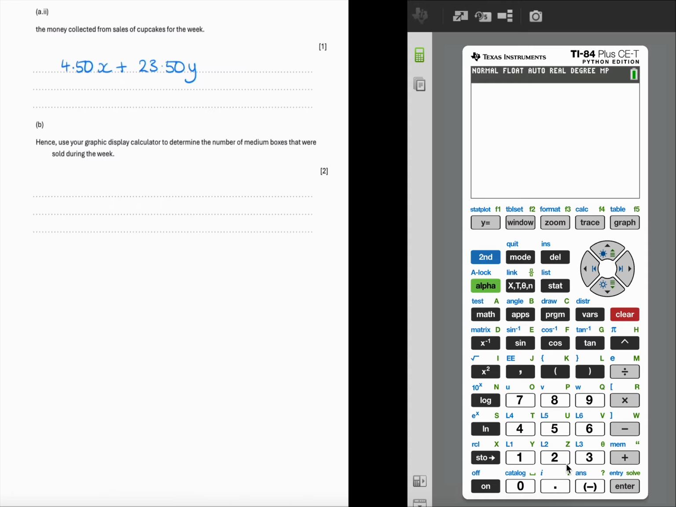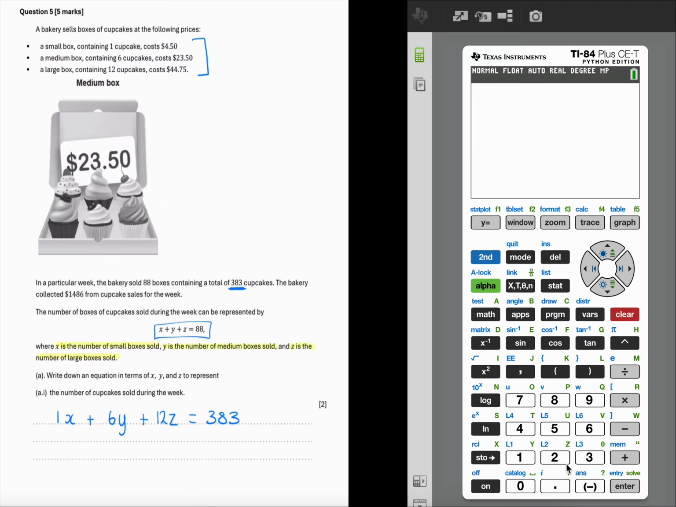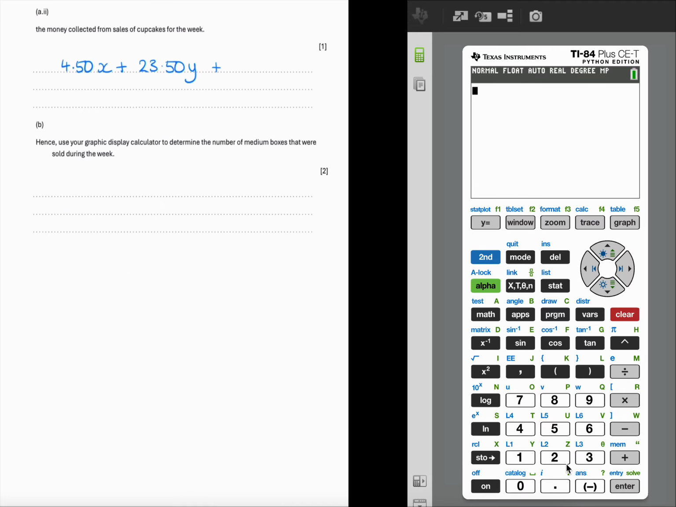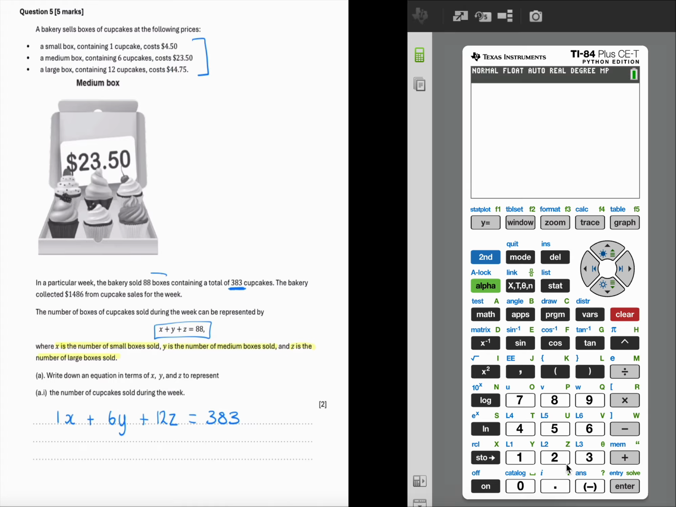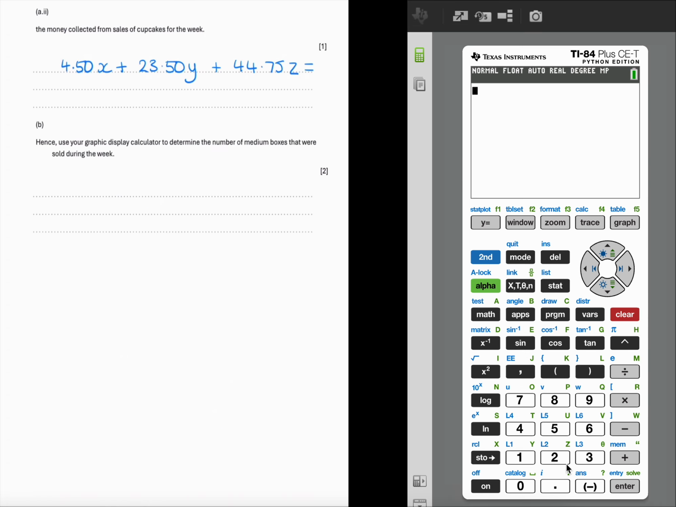times the number of medium boxes, and then the last one is $44.75 times the number of larger boxes. And we know that it tells us we sold 88 boxes in total, so this must equal 88. I'm just going to move that across. There we go. And now we need to use the calculator to determine how many boxes were sold.